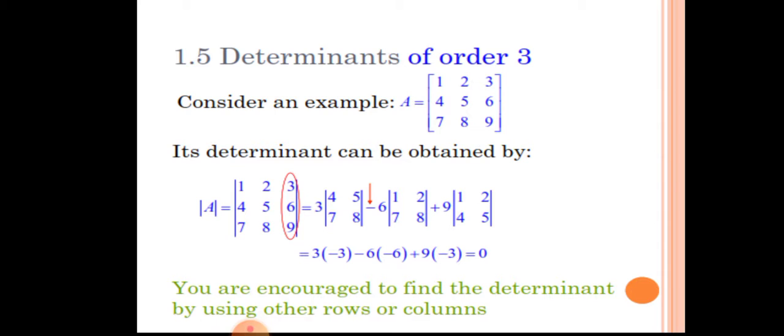The procedure has been given. Its determinant can be obtained by mod of A is equal to, and they have given the values. They have taken the third column as the main thing. Matrix multiplication has a lot of rules. They have taken the third column and done the multiplication here, so we get this value. Finally, it is equal to 0. You can use other columns also, but especially they have given the third column here.